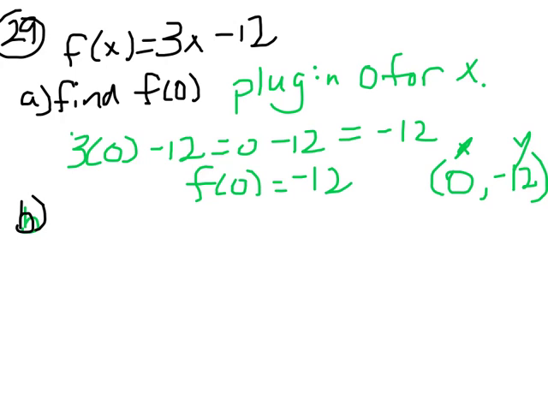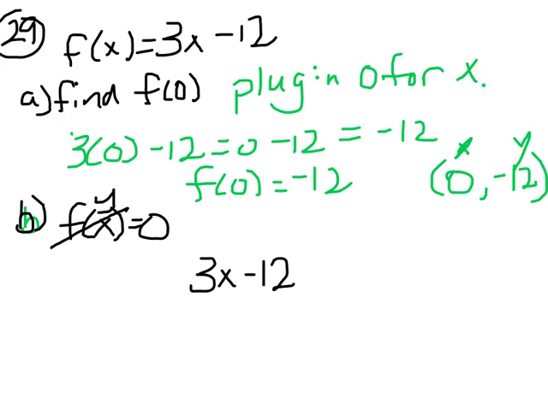Now moving on to B, B says solve f of x equals 0. What are they telling you now? It's something different. Before they were telling you x equals 0, what are they telling you is 0 now? Y, because I could cross out f of x and write a y and then it would make more sense, wouldn't it? So it means take that equation, 3x minus 12, and instead of writing y equals 3x minus 12, we're going to write 0 equals 3x minus 12.